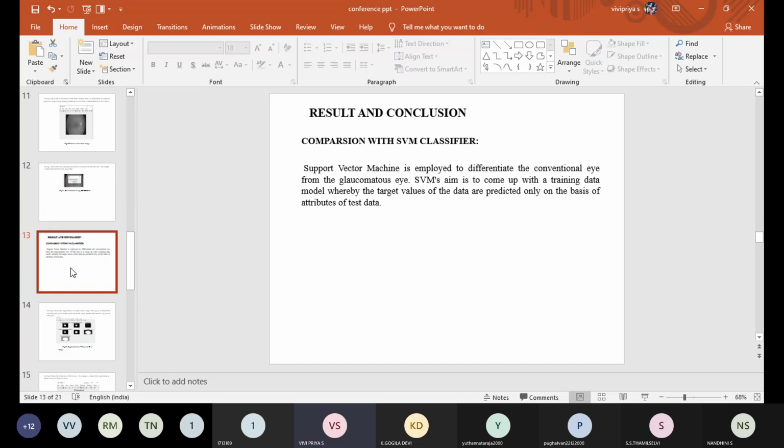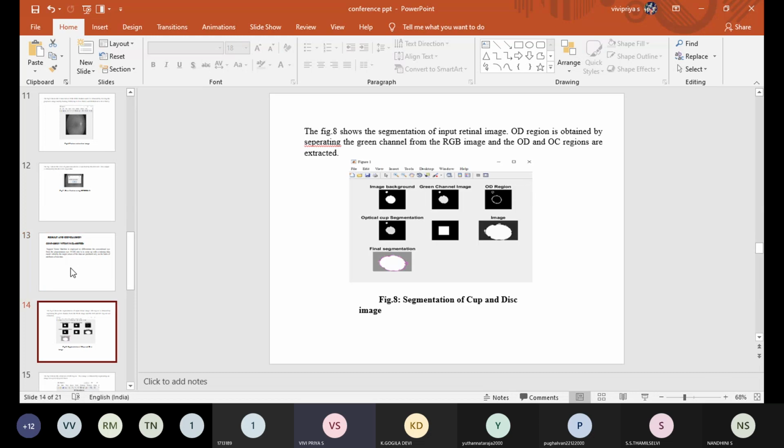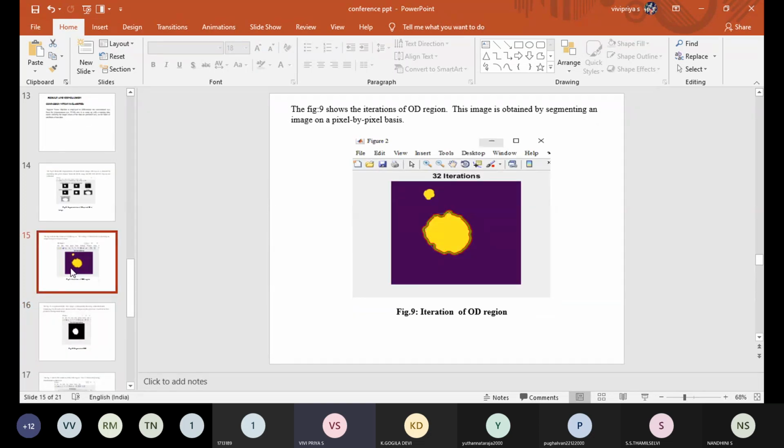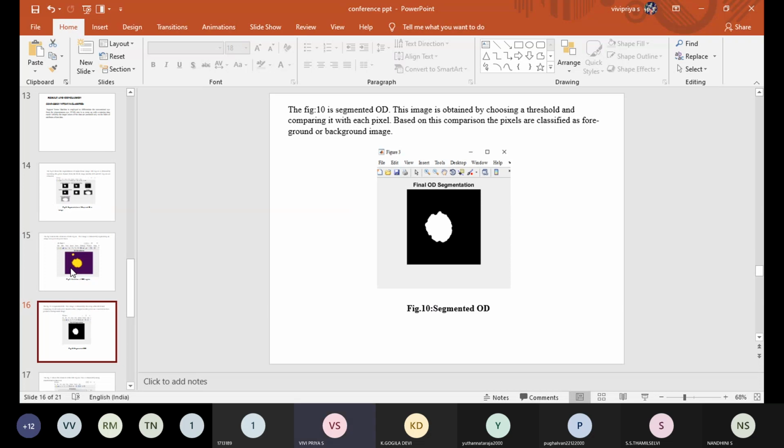Next, the comparison with the SVM classifier. We have used the SVM classifier, a supervised learning model, for classifying normal fundus images from glaucoma affected images. It is a machine learning algorithm that analyzes data for classification. This image shows the segmented optic disc and optic cup of the SVM classifier algorithm. This is the OD region which came after the iteration process. This is the final segmented optic disc.